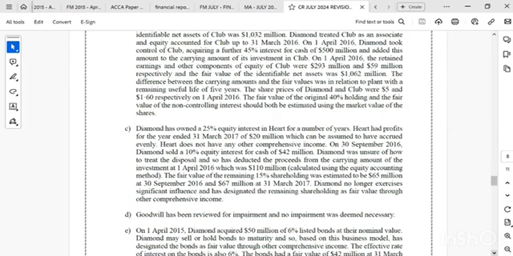Diamond has owned a 25% equity interest in HAT. Right. But we've not consolidated the... oh, sorry. Okay. So it means that Diamond must be consolidated as well.